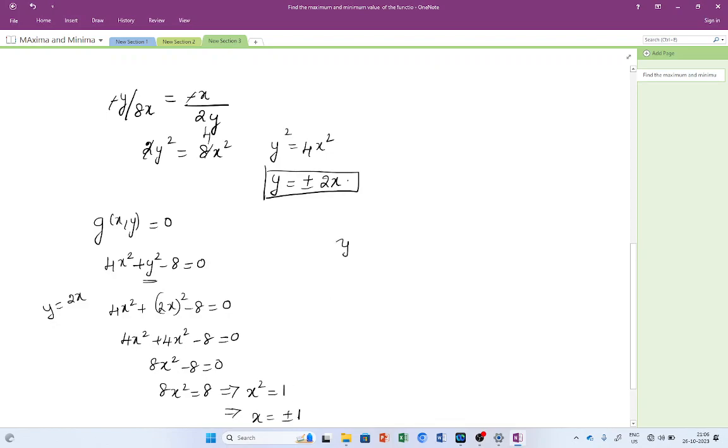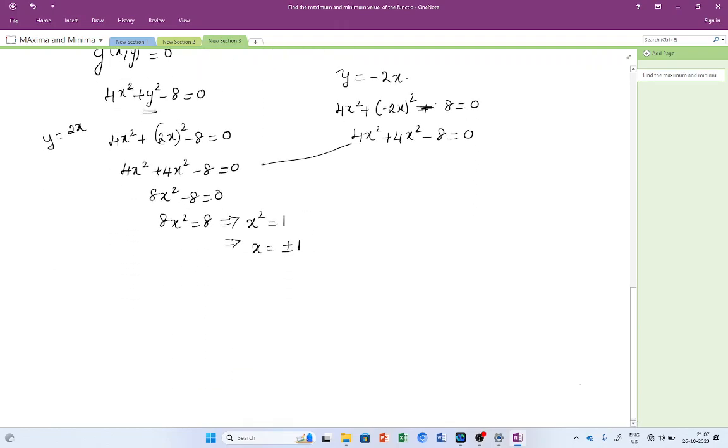Suppose I take y = −2x. My equation will be 4x² + (−2x)² − 8 = 0. So 4x² + 4x² − 8 = 0. You can see that I get the same equation, so it is enough if I solve one equation. Okay. So now I've got y = ±2x and x = ±1.